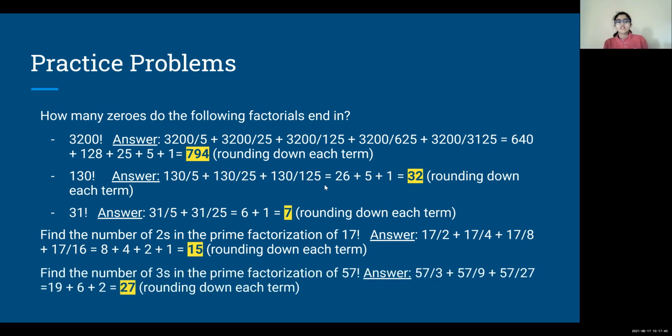Then for the last question, find the number of 3's in the prime factorization of 57 factorial. So we do 57 divided by 3 plus 57 divided by 3 squared plus 57 divided by 3 cubed, which is equal to 19 plus 6 plus 2, which is equal to 27 after rounding down each term. So the number of 3's in the prime factorization of 57 factorial is 27.